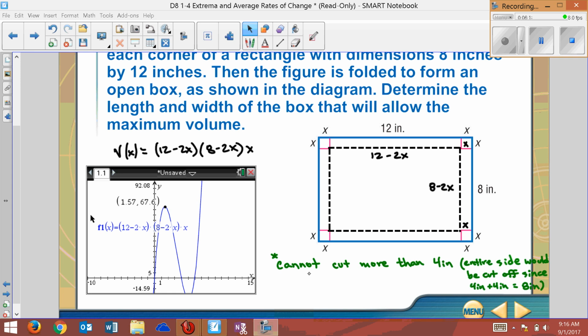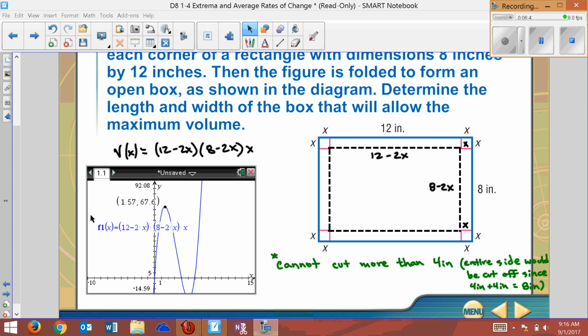Now, something I want to bring to your attention. You couldn't cut more than 4 inches off. Now think about this. If we cut 4 inches this way and cut 4 inches this way, would we have not cut a total of 8 inches and this entire side length fall off? So our maximum had to be between 0 and 4. That's why it's 0 there, because at 4 inches, 1, 2, 3, 4, the side length would have fallen off. Okay, so that was our maximum right there, 1.57.